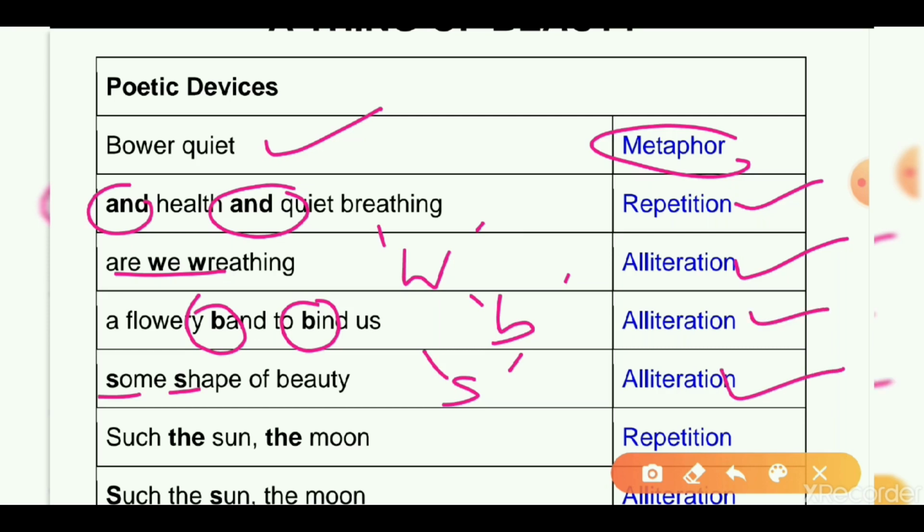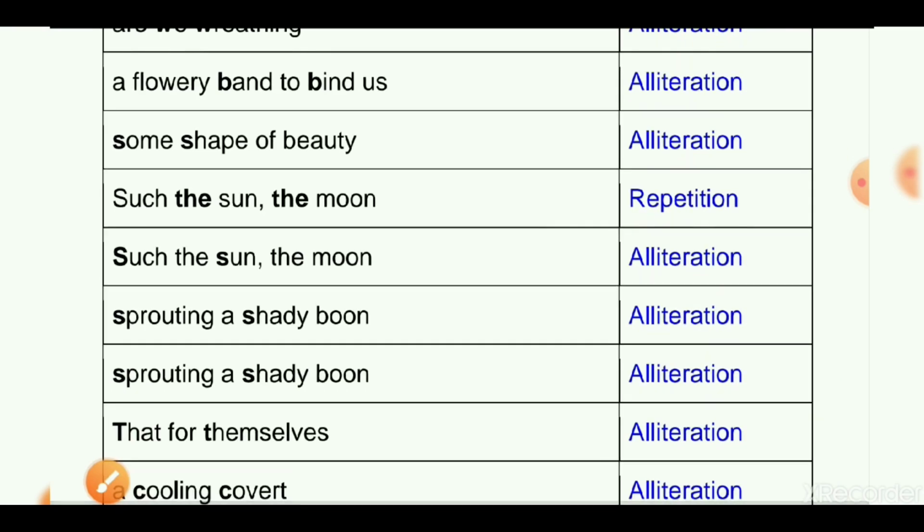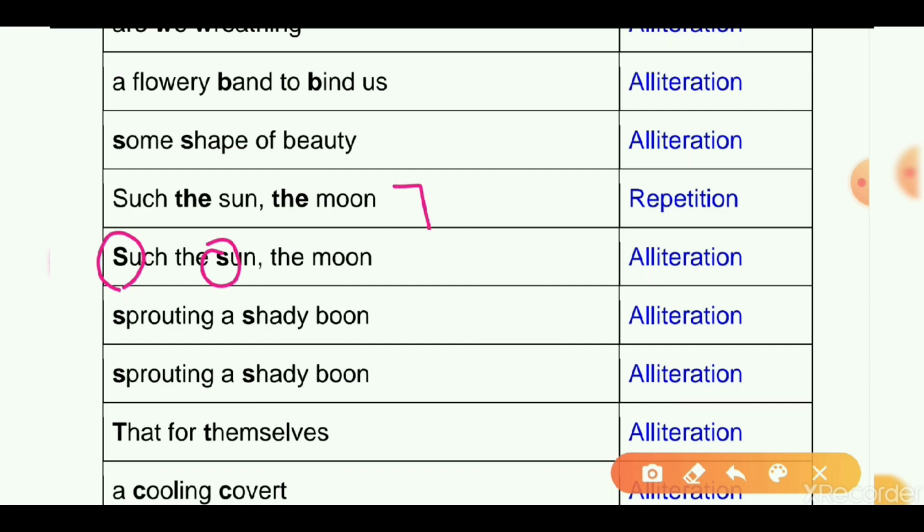Such the sun, the moon, the trees. So in same line the word article the is repeated, so repetition is there. Then such the sun, the moon, again same thing, ss is also getting repeated. So यहाँ पर आप ये ऐसा स्टेटमेंट है जिसमें आप देख लीजिए रिपीटिशन, फिगर ऑफ स्पीच भी है और एलिट्रेशन भी है. एलिट्रेशन इसलिए कि एस अल्फ़ाबेट को रिपीट किया है, रिपीटिशन इसलिए कि द वर्ड को रिपीट किया गया है.